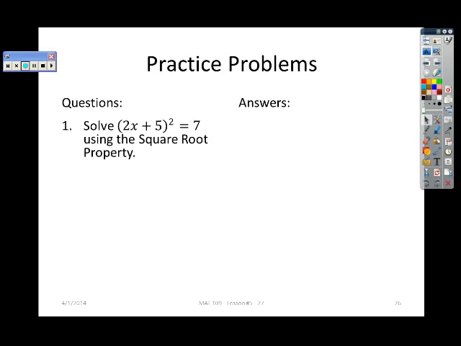And this meets those two requirements. So what would the solution be? What's x equal? Like that? Yeah. All you have to do, take the square root of both sides. 2x plus 5 on this side, plus or minus square root of 7 over here. Subtract 5, divide by 2. So very simple process if it meets those two requirements.